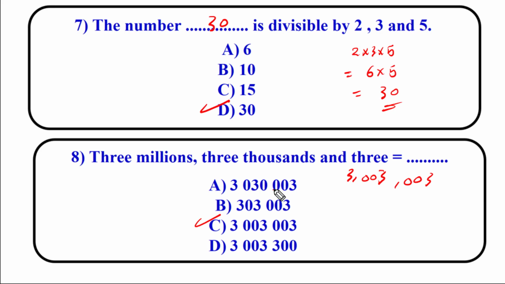The first one here is 3,030,003. The second is a 6-digit number, 303,003. The third one, which is the correct one, we can read as 3,003,003. The last one here is 3,003,300. So the correct answer is C.